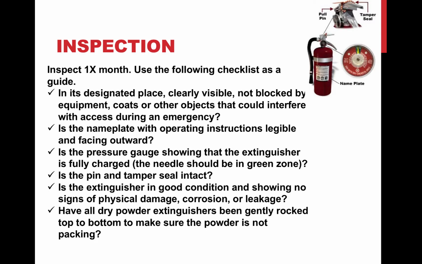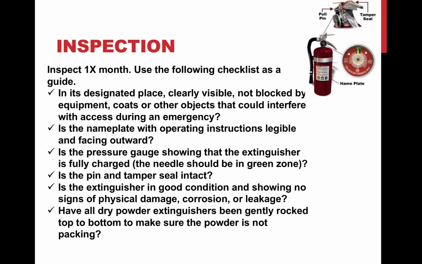Extinguishers have to be inspected once a month. This is a good checklist to use as a guide. Is it where it belongs, clearly visible, not blocked by equipment, coats, or other objects that could interfere with access during an emergency? Is the nameplate with operating instructions legible and facing outward? Is the pressure gauge showing that the extinguisher is fully charged? The needle has to be in the green zone. Is the pin and tamper seal intact? Is the extinguisher in good condition, showing no signs of physical damage, corrosion, or leakage?